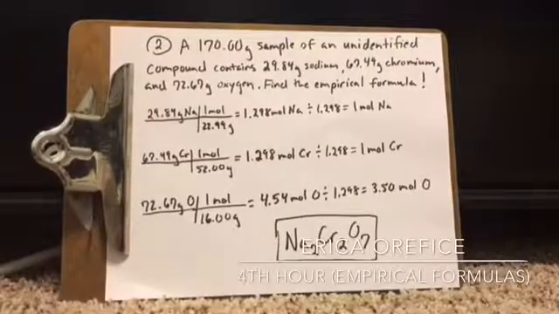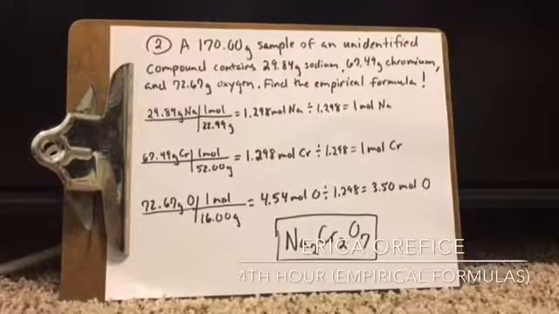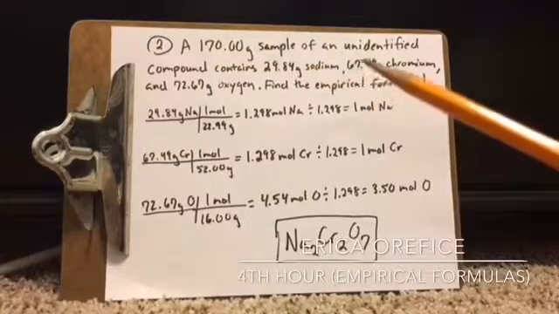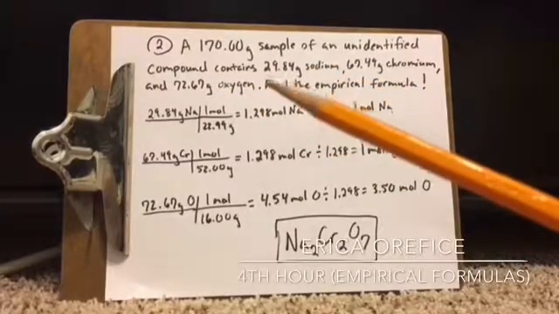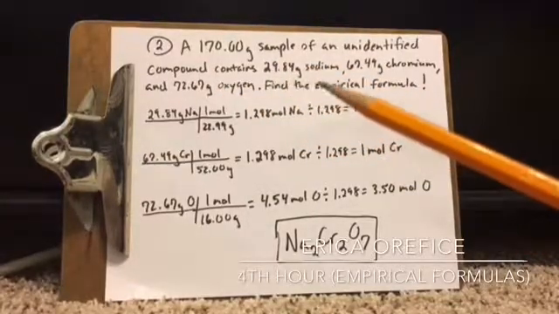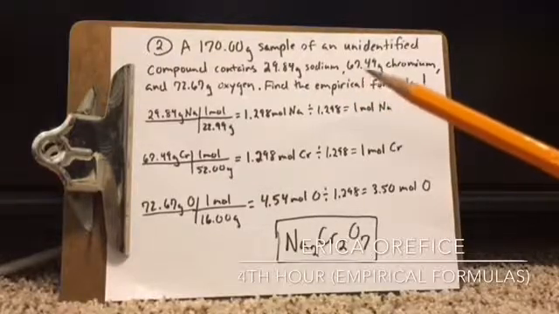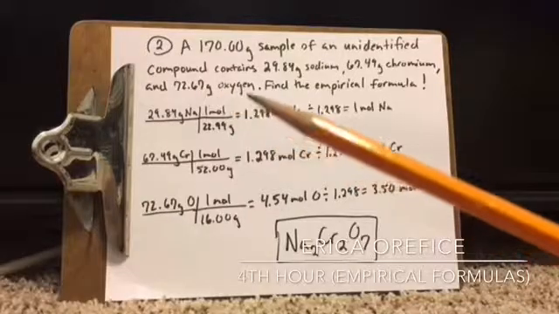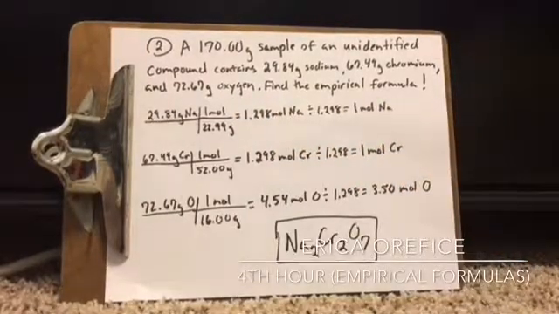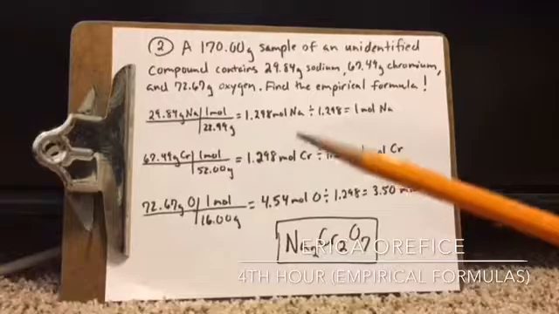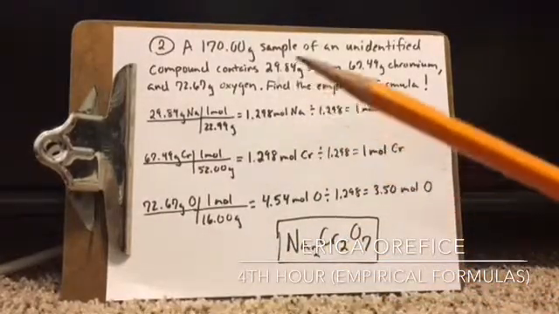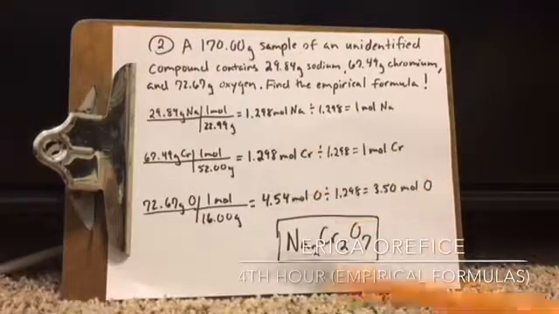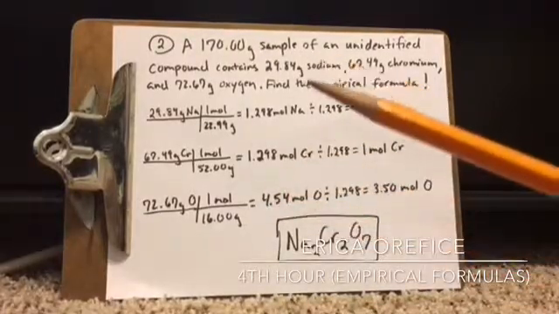Here is another example of calculating empirical formula. A 170 gram sample of an unidentified compound contains 29.84 grams sodium, 67.49 grams chromium, and 72.67 grams oxygen. Find the empirical formula. So, with this equation, since they don't give us our numbers in percentages and it's already in grams, we can skip step 1, which was changing percents to grams.